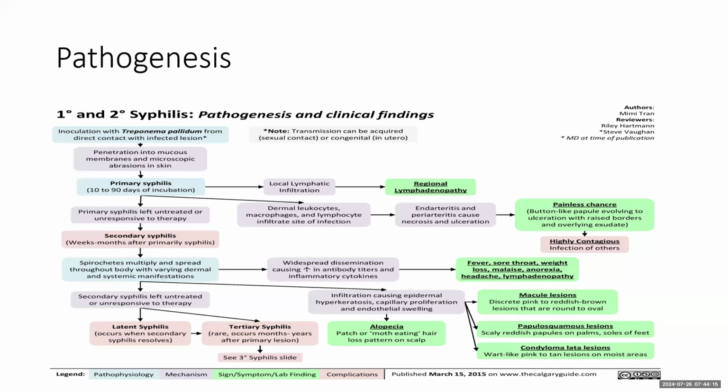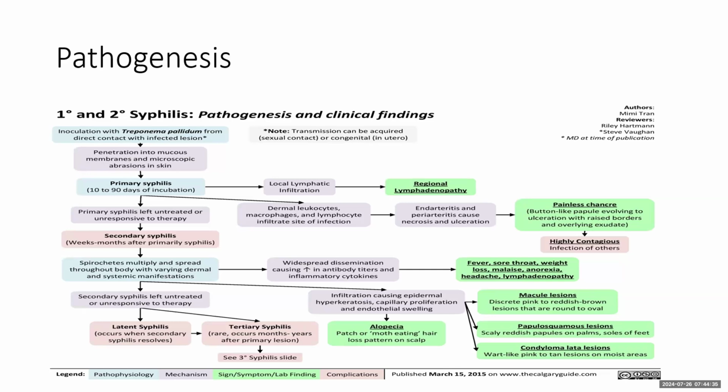There's dermal infiltration of leukocytes, macrophages and lymphocytes, which causes endarteritis and periarteritis, which causes necrosis and ulceration of the dermal arteries, and then causes this painless button-like chancre.